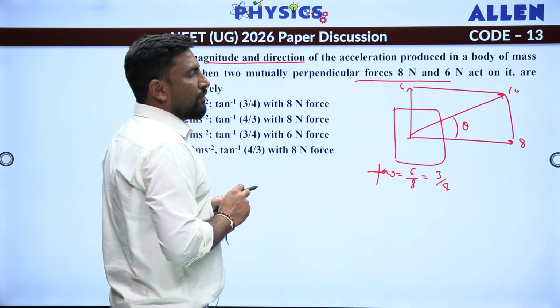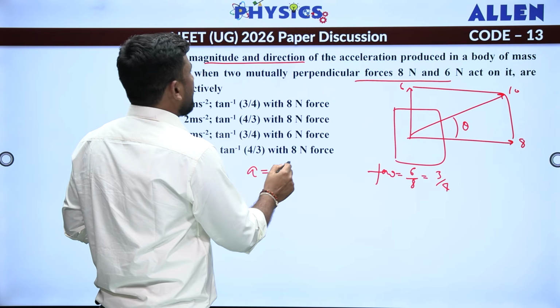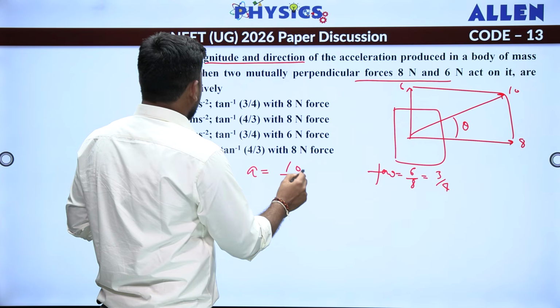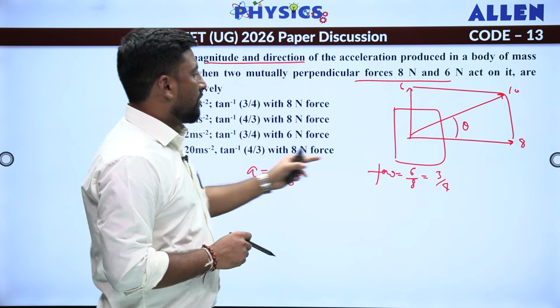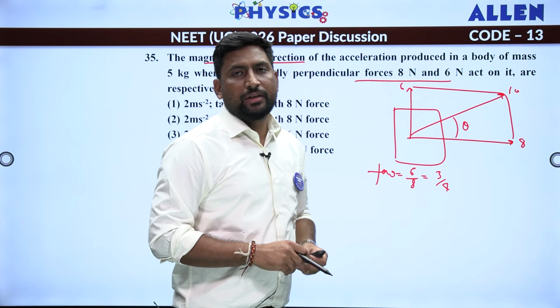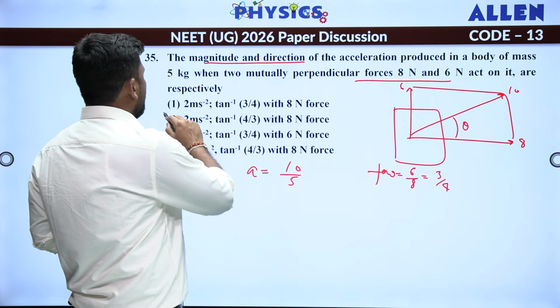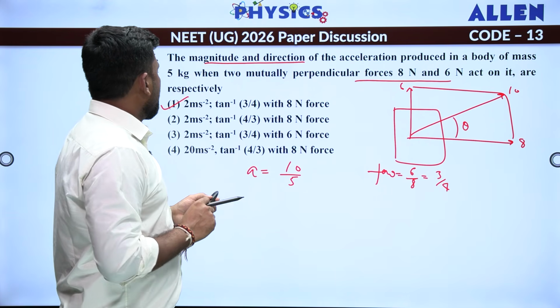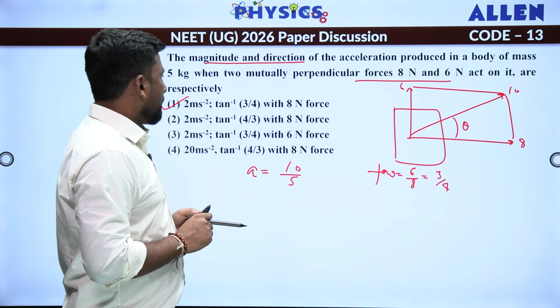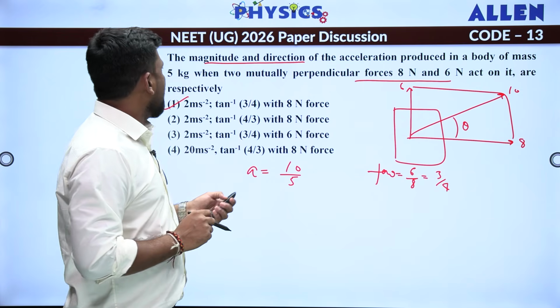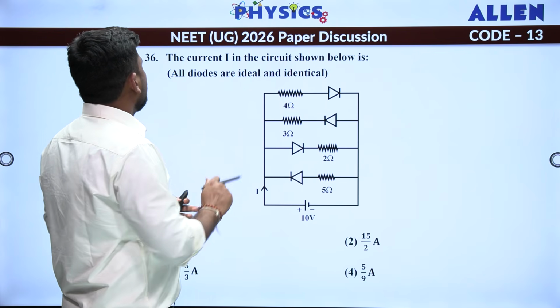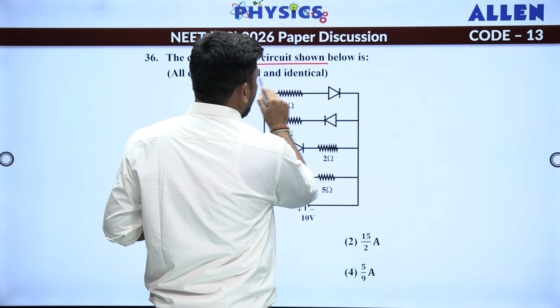So net force is 10, so acceleration will be how much? 10 divided by 5, so it will be 2, and the angle with the larger vector will be lesser, so option 1 will match for this. It's 2 meter per second square and tan inverse 3 by 4 with the 8 Newton force. Now let's move to question number 36. Again, it's a very simple question.